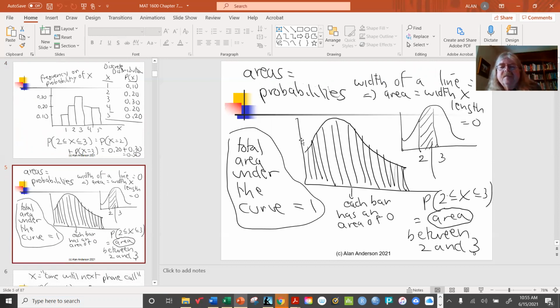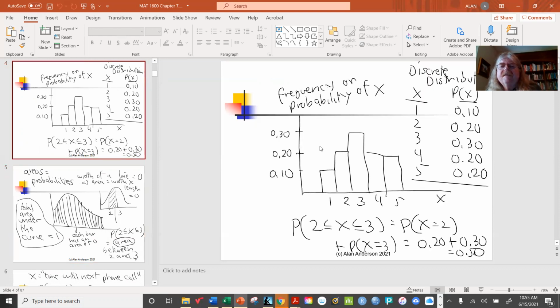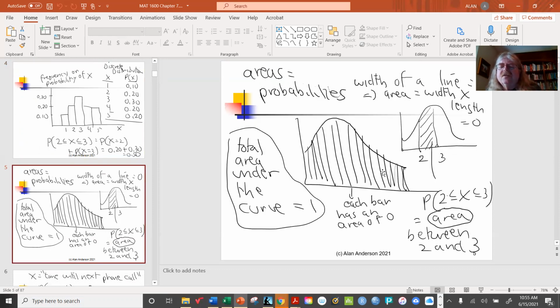So I've got all these lines that represent a different possible value of X. And you might remember from geometry class that the width of a line is 0. So what we're going to be doing is focusing on the heights of these bars.